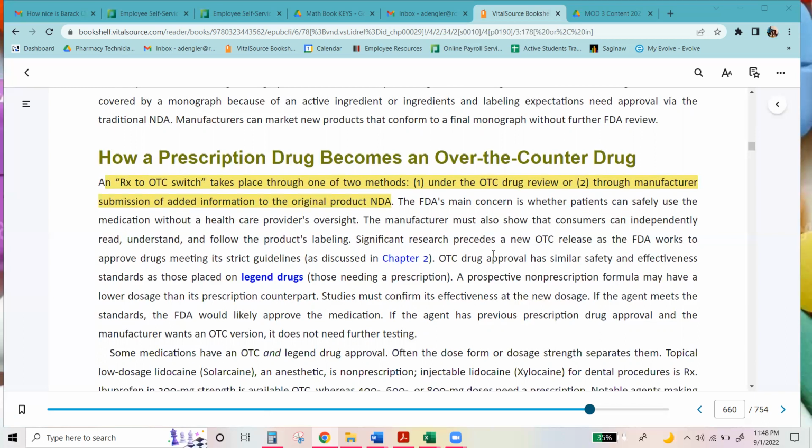So the FDA's main concern is whether patients can safely use the medication without a healthcare provider's oversight. OTC drug approval has similar safety and effectiveness standards as those placed on legend drugs, which are drugs that need a prescription. So over-the-counter drugs, and then we have legend drugs. A prospective non-prescription formula may have a lower dosage than its prescription counterpart. Studies must confirm its effectiveness at the new dosage. If the agent meets the standards, the FDA will likely approve the medication.